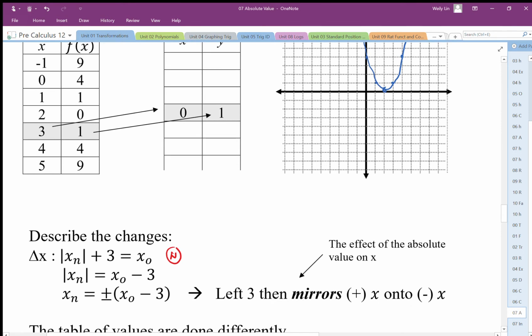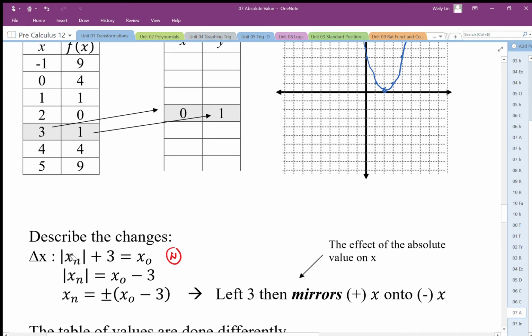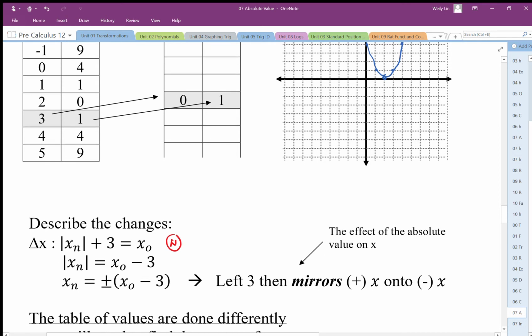I want to solve for this x in here. So I'm going to undo the plus 3 first, and then I'm going to undo the absolute value with my plus minus. So when I look at this expression, this is my description of what I'm going to actually do, in the order that I'm going to do it. I'm going to go left first, then do the mirroring.